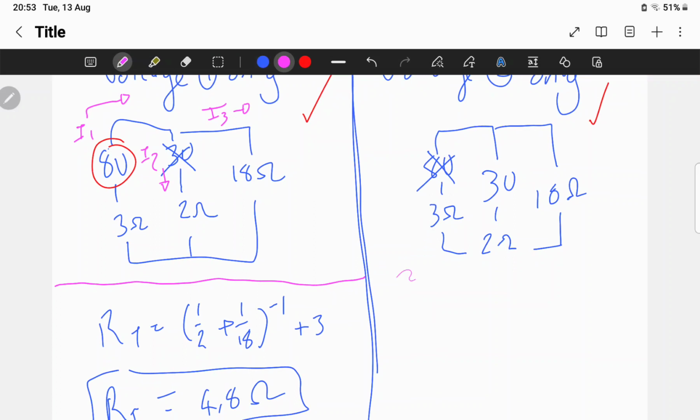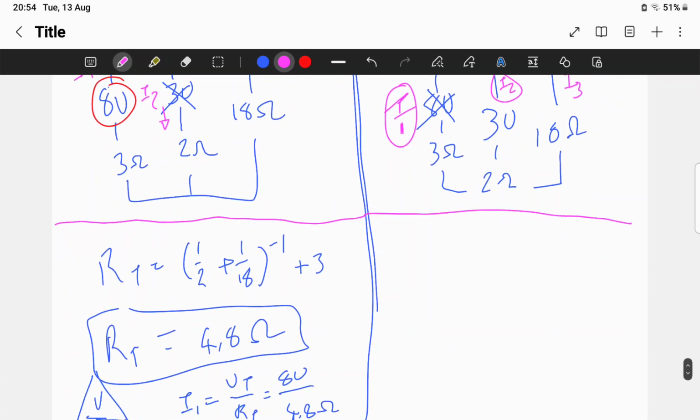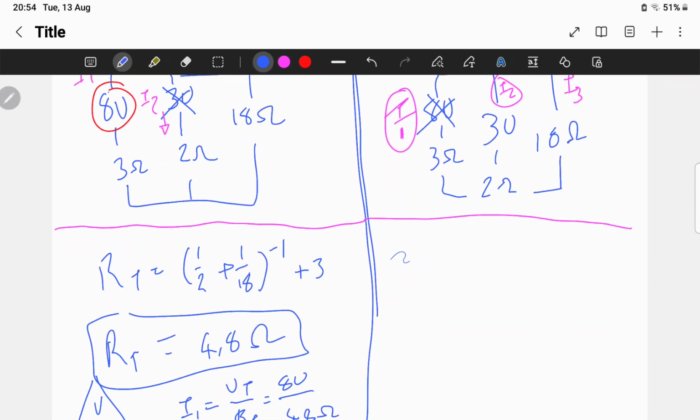So first, what we're going to do is find current I1, then I2, then I3, right? So let's keep it the same: I2, I3, I1. Okay. So now, basic Ohm's law, never forget it guys.